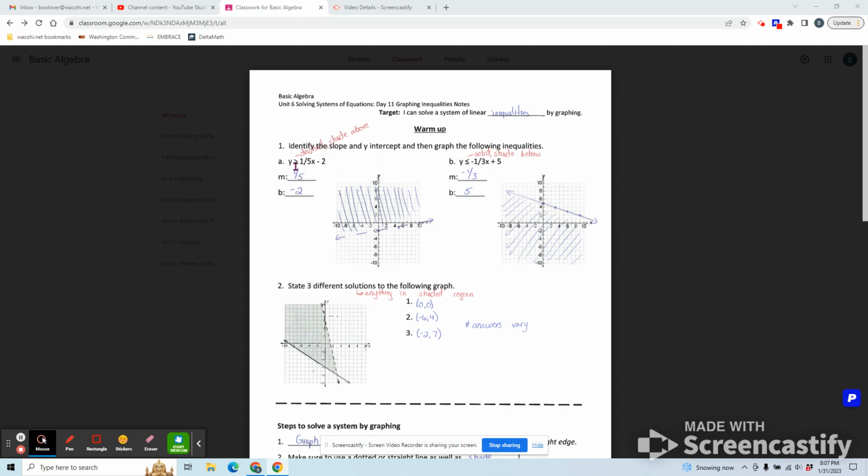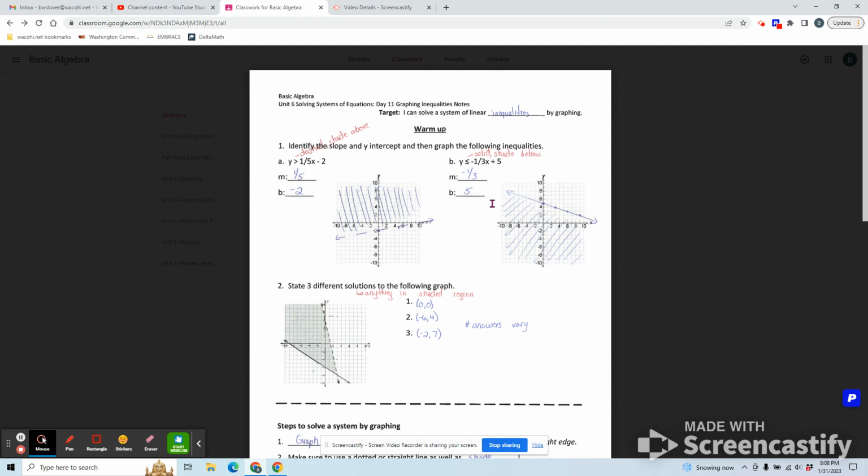In this case, I have a greater than sign, so that means it's going to be dashed and shade above. So I start at -2, I go up 1 over 5, up 1 over 5, a dashed line, and I'm shading above. Anything in this shaded area is my solution set.